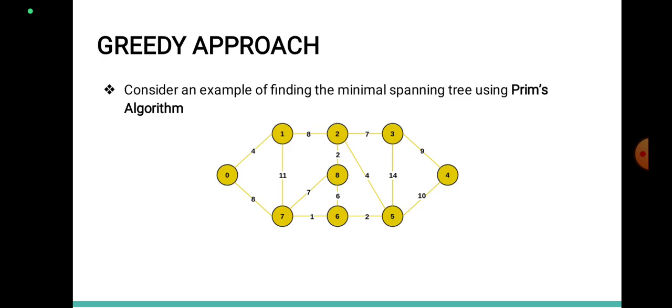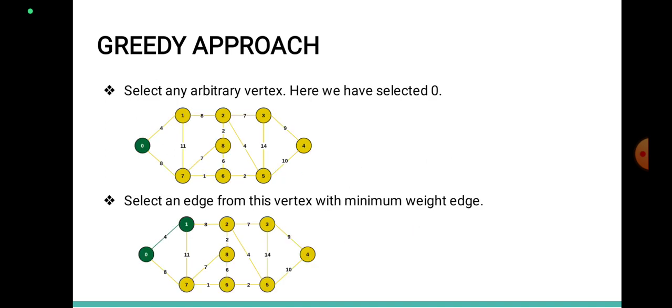So here we are discussing how to obtain this minimal spanning tree using Prim's algorithm. This is the graph for which we have to find the minimal spanning tree. The steps involved are very simple, where initially we have to select a random vertex. So here I am choosing 0. So 0 is chosen.